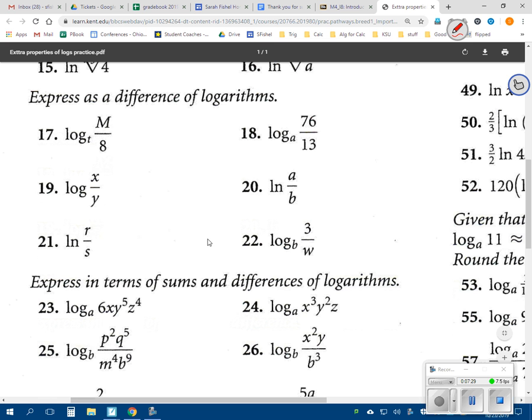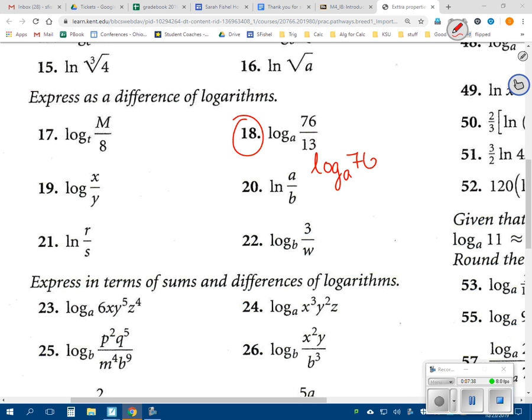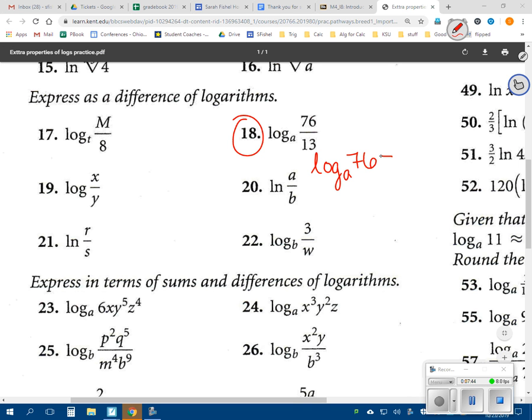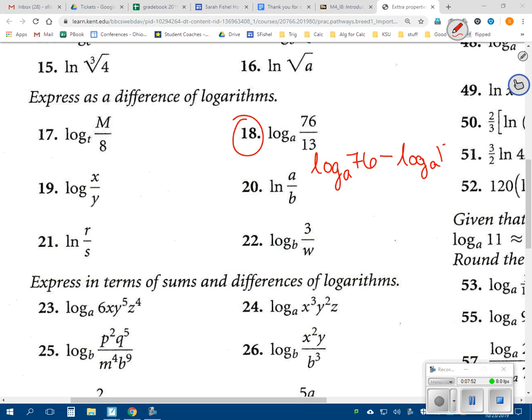Moving on down, let's do 18. Okay, that's going to be log base a of 76, and then what operation do we need? It's division, or it's log of a quotient, so now it becomes two logs that are being subtracted. And there you go.